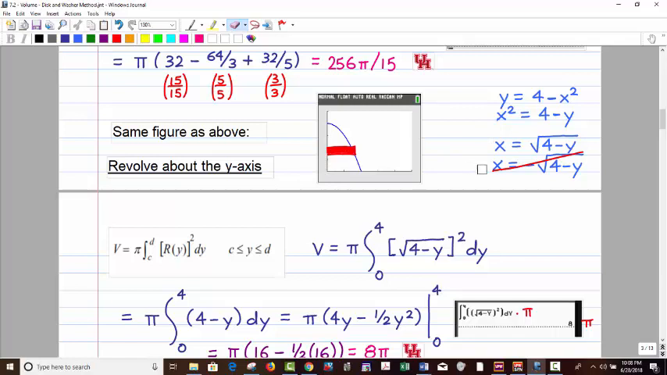All right, so since we're going around the y-axis, we need x to be a function of y. So I have to take my equation y equals 4 minus x squared, do a little algebra, and solve for x. Technically, x squared would have two solutions, a plus and minus, but since we're in quadrant 1 where everything is positive, we don't need both. We just need the positive answer. So x equals the square root of 4 minus y.